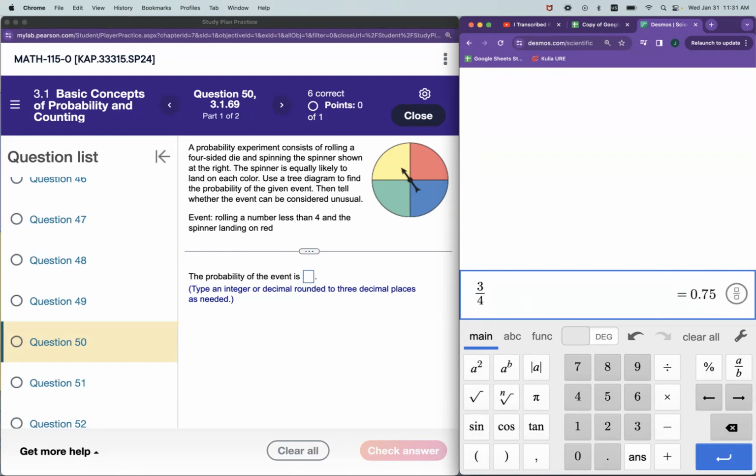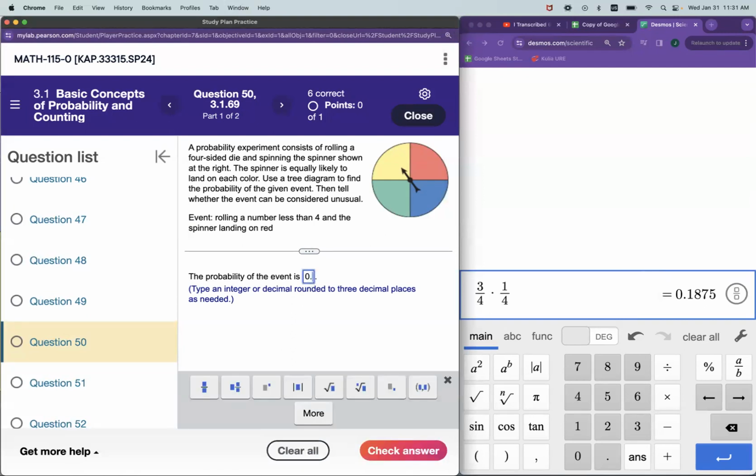How do you construct a 4-sided die anyway? They somehow managed that. Okay, so 3/4, right? And then now you want the probability of, after you have the die roll, landing on red, and landing on red has a 1 in 4 possibility. So you just multiply the two together to get your 0.1875 probability.